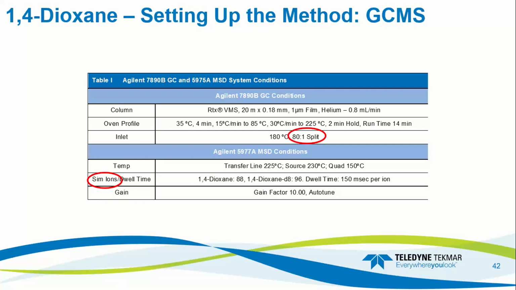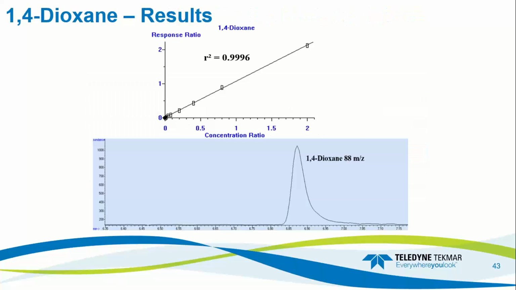We're also using SIM mode in order to increase sensitivity because our calibration range goes as low as 0.2 ppb. And again, we are increasing that gain to create larger signals to see at those low levels. Here we have the results of our 1,4-dioxane method with a linear calibration of R squared equals 0.9996 for a calibration range of 0.2 to 50 ppb. And here we have the SIM mode scan of ion 88 at our 0.5 ppb.